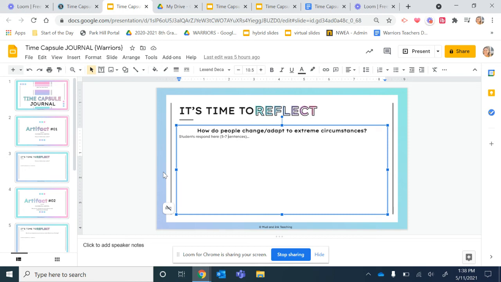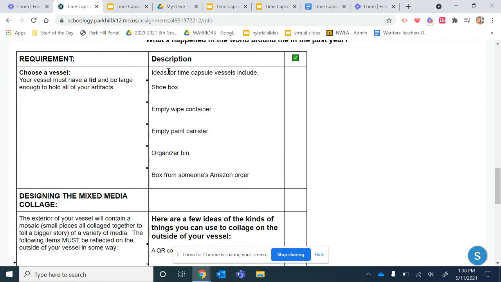You don't have to print it off. You don't necessarily have to talk about the objects in your time capsule. You're just reflecting. Okay? This is the reflection piece of it. And then you'll submit that.